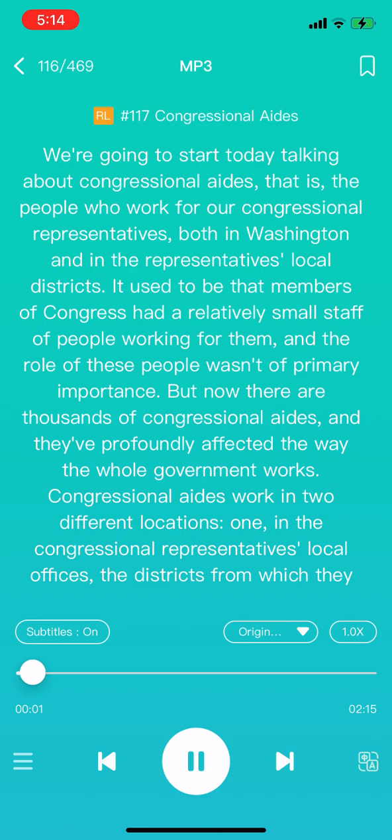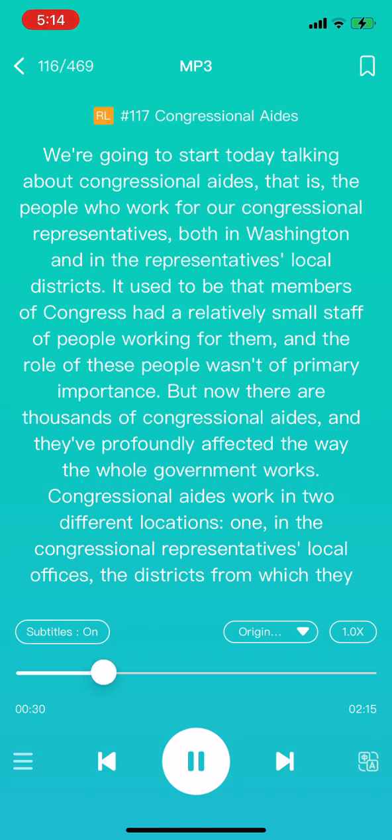We're going to start today talking about congressional aides. That is, the people who work for our congressional representatives, both in Washington and in the representatives' local districts. It used to be that members of Congress had a relatively small staff of people working for them, and the role of these people wasn't of primary importance. But now there are thousands of congressional aides, and they've profoundly affected the way the whole government works.